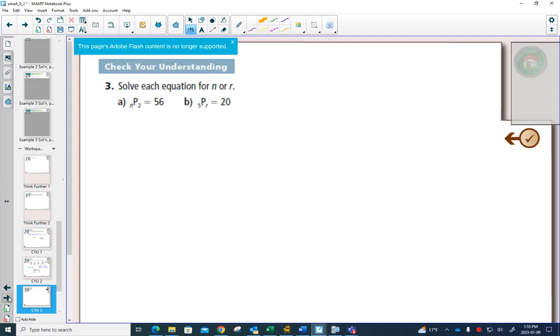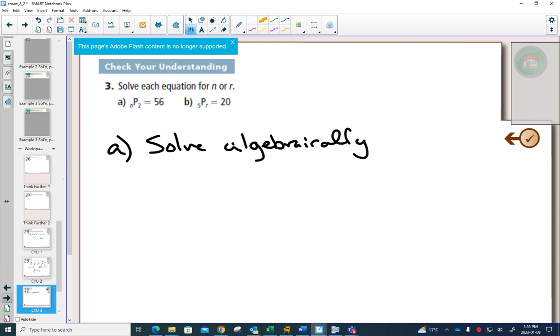So example number 3, usually for example 3a, when this appears on a test, it usually has the words solve algebraically, which means you're not allowed to just guess and check or use any shortcuts. The shortcut for this one would be, oh, nP2 equals 56.